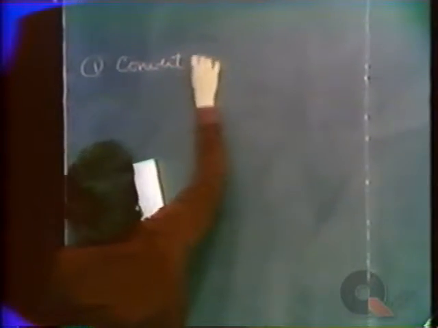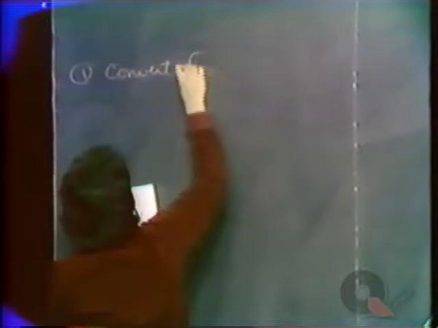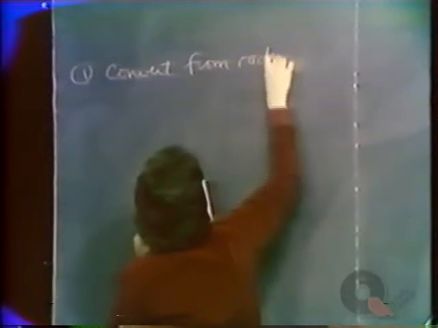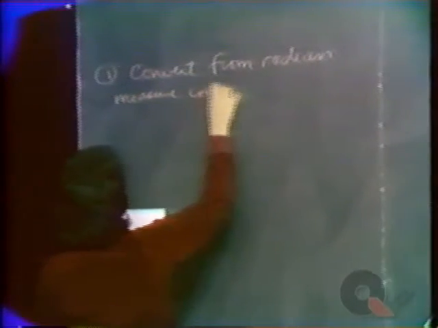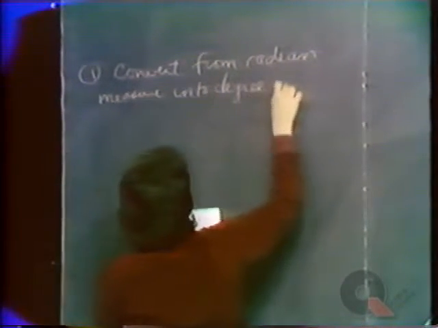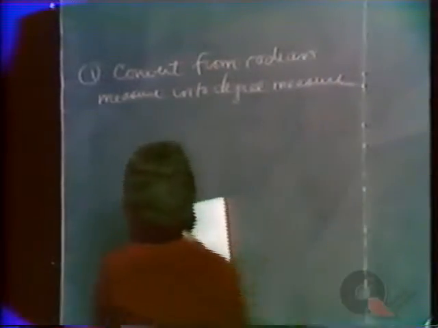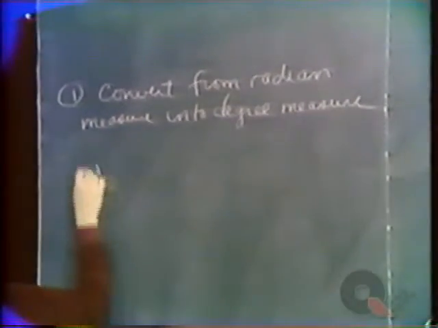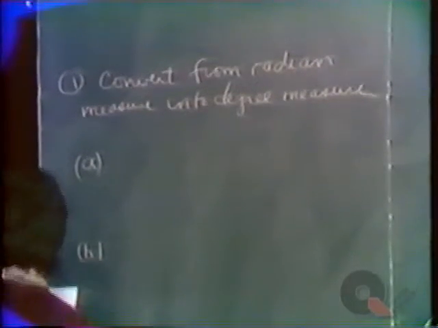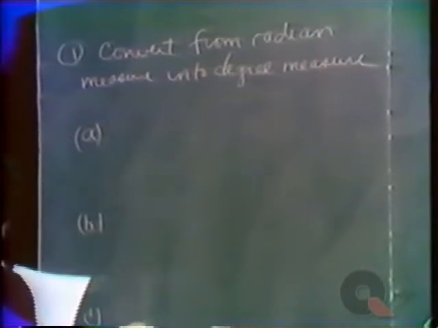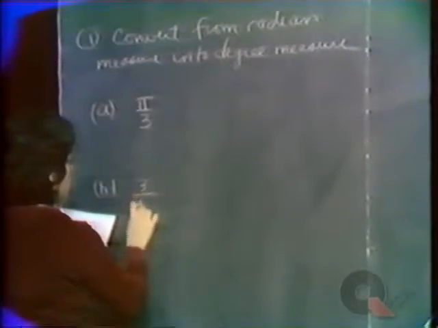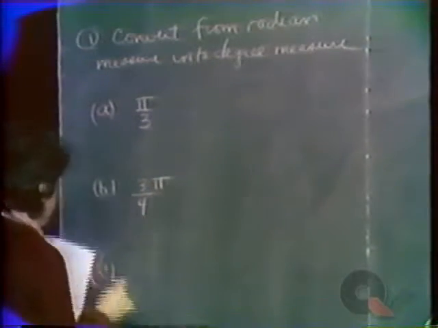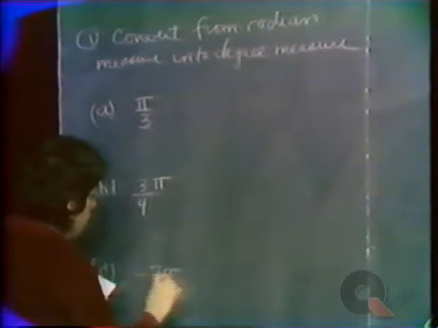Okay, so we'll start problem 1, convert from radian measure into degree measure. And I'll give you several angles measured in radians. Pi over 3 radians, 3/4 pi radians, and minus 7 pi over 12.